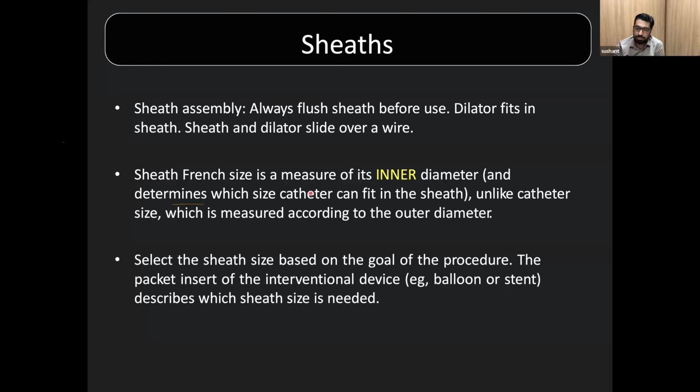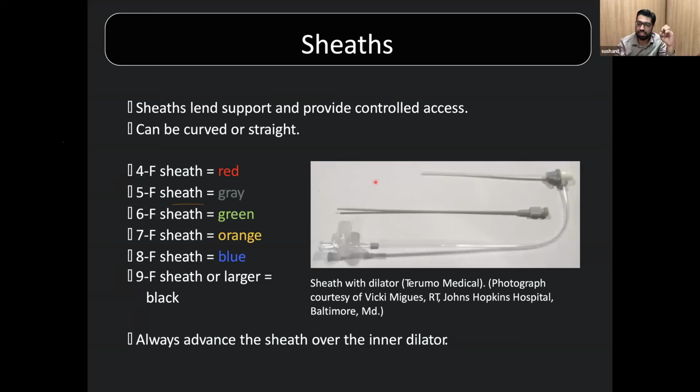The French size of a sheath is the measure of its inner diameter. So a 5 French sheath is a sheath which will accept a 5 French catheter. A catheter has a French diameter of its outer side. So if this is a catheter and it is 10 French, it is from the outside, not from the inside. However, when French is denoted for a sheath, it is from inside. So if this is a 5 French catheter, its outer will be 5 French, and this sheath is 5 French from inside, and it will generally accept this catheter. So for sheaths, it is always the inner diameter.